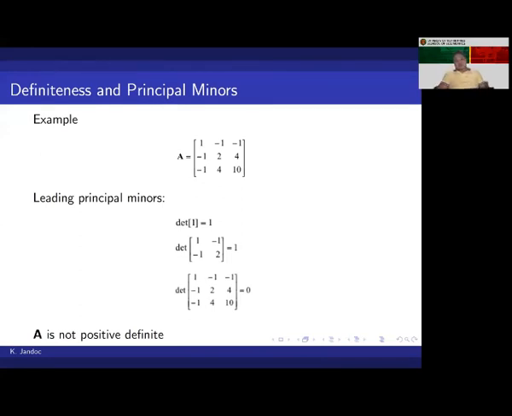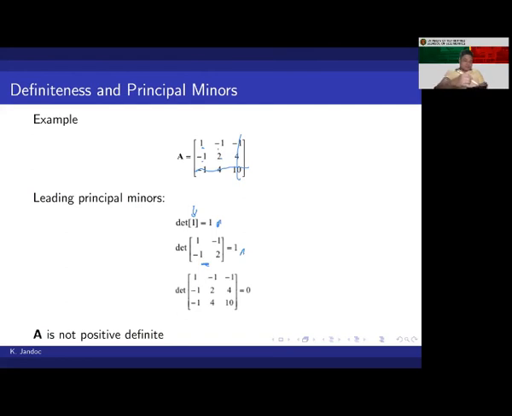Now the question is, is it positive definite? Again, you get the leading principal submatrices. First, of order 1, you delete the last 2 rows and 2 columns. You're left with this matrix 1, the determinant of which is 1. And for order 2, you delete the last row and last column. The submatrix that is left is 1, negative 1, negative 1, 2. The determinant of that is 2 minus positive 1, which is equal to 1. So it's positive so far.